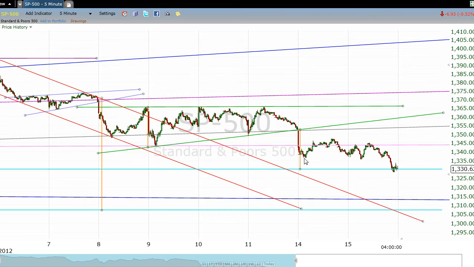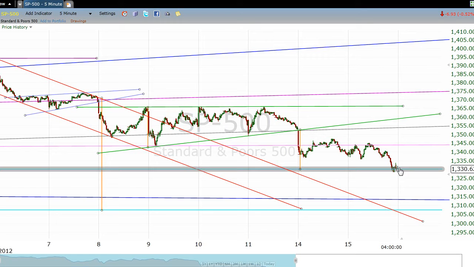And with that breakdown, we know that we look for a minimum target from this pattern alone of about 1330. And today we got that minimum target from this continuation pattern. Call it a bear flag, if you will, but it serves as a continuation pattern of the downtrend. Now at this point, it would not surprise me if we get a decent bounce. That really would not be out of the question here at all.